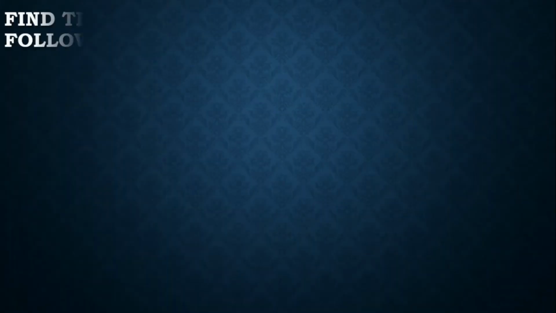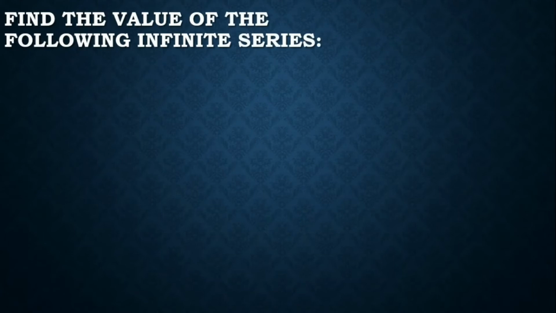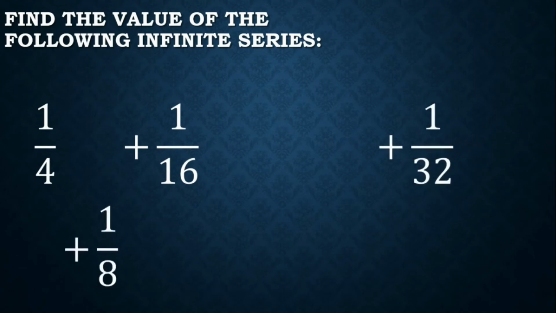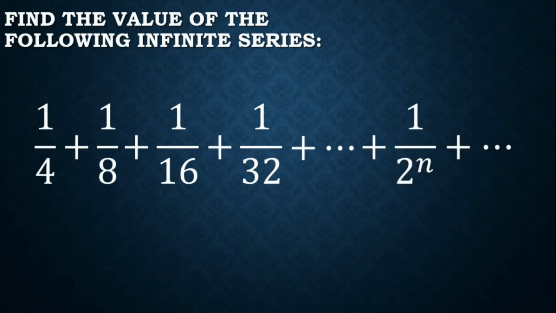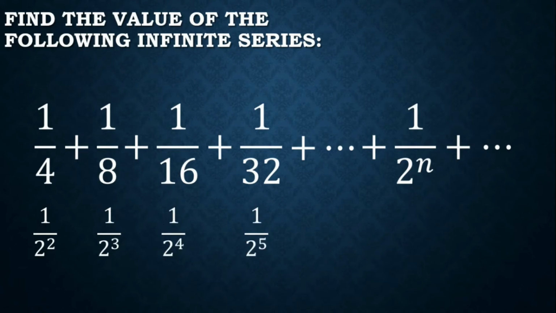To start off, I want to find the value of the following infinite series. 1/4 plus 1/16 plus 1 over 32 and so on ad infinitum. It follows the pattern of 1 over 2 to the power of n, wherein n starts at 2, then increases by 1 every next term. I promise this will be related to our triangle.